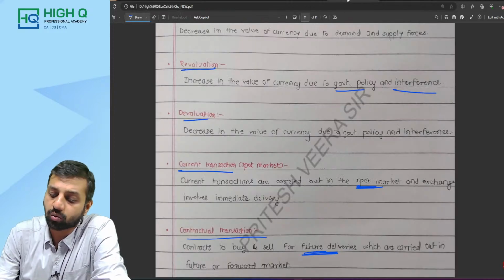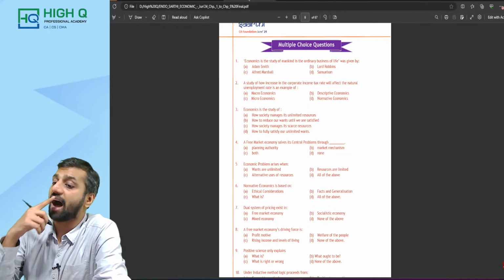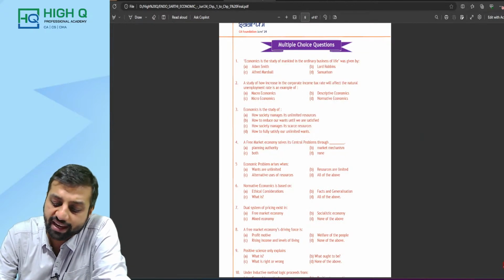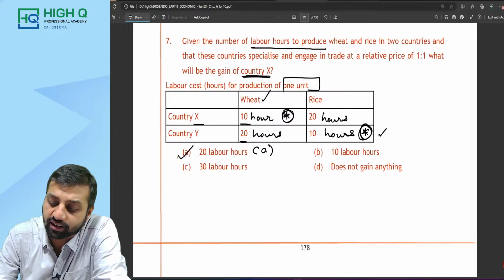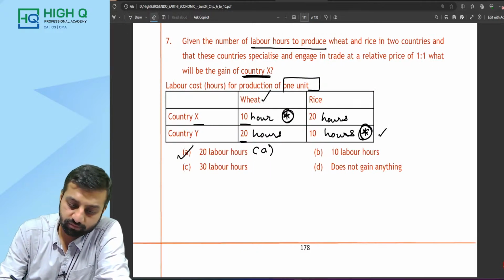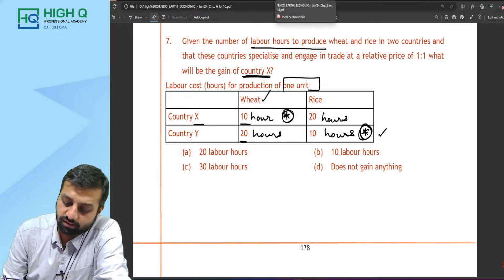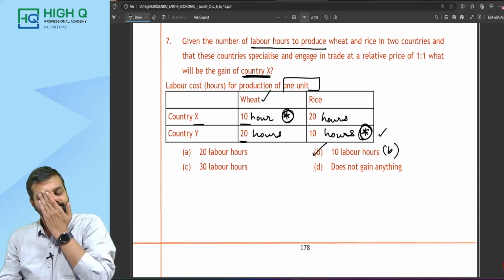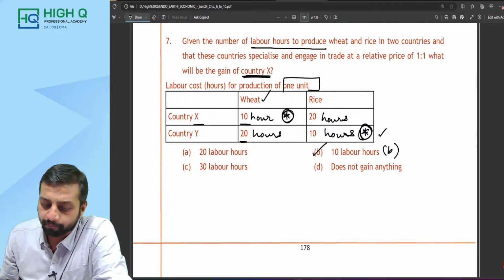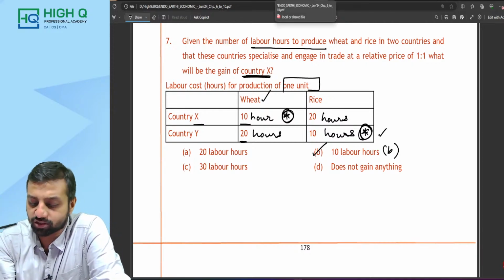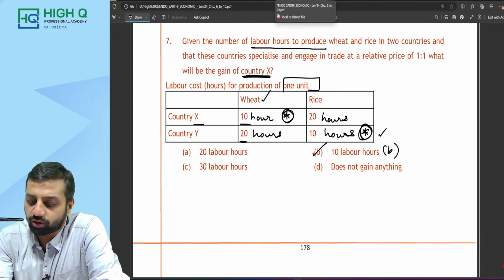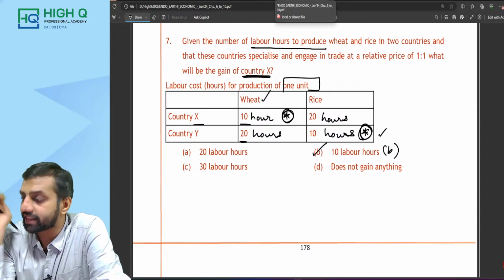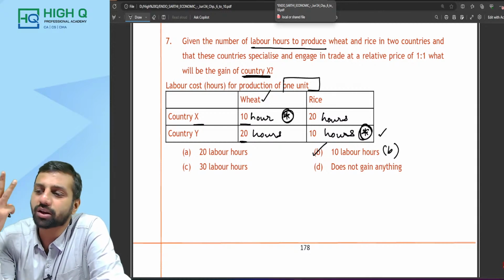If you read the question carefully, they have asked how many hours will country X gain? So they are asking you about the extra hours gained by the country. That will be 10 hours. See, Faridul, if country X would have invested for 1 unit of X and 1 unit of Y, then they would have required 30 hours.